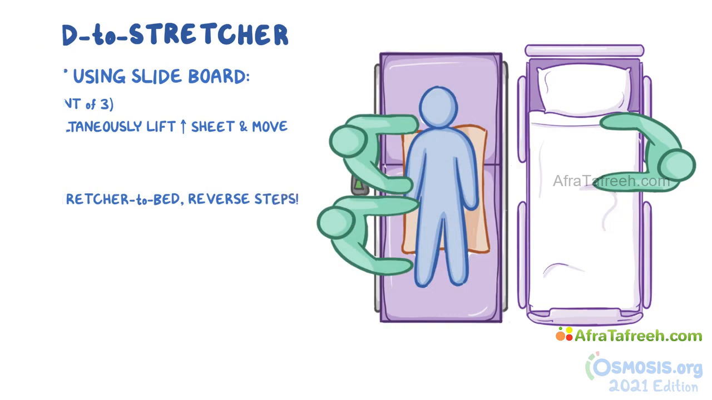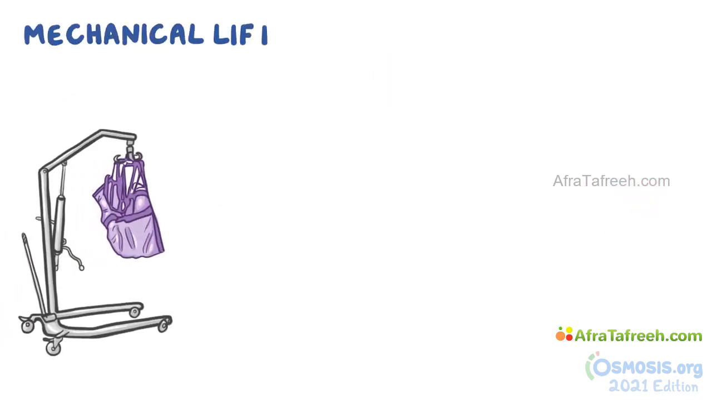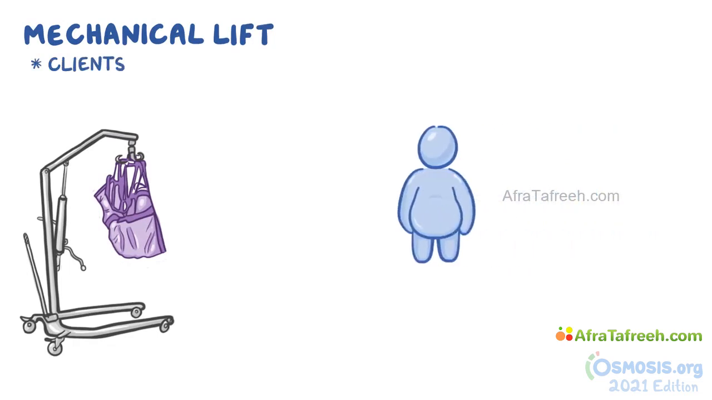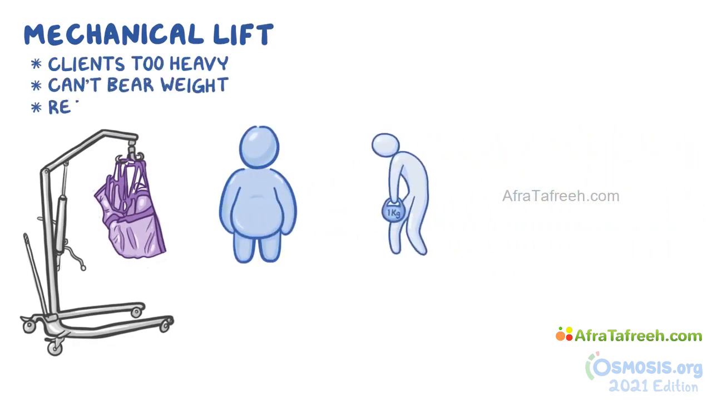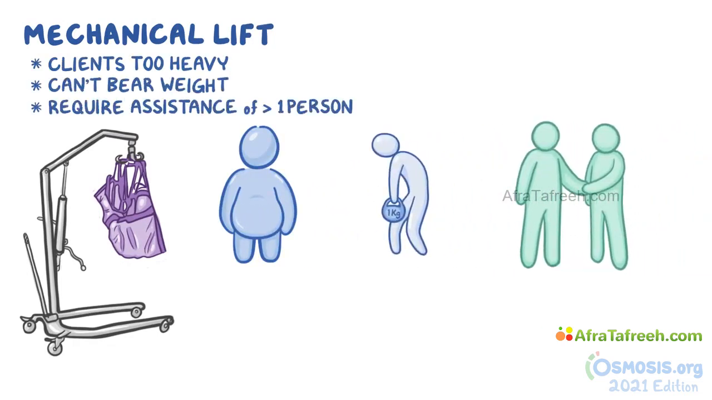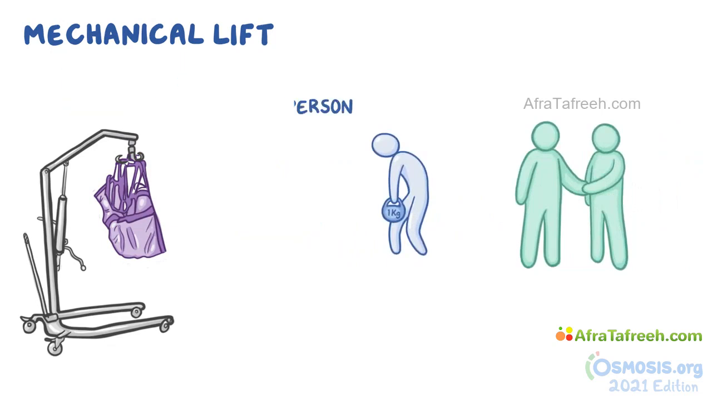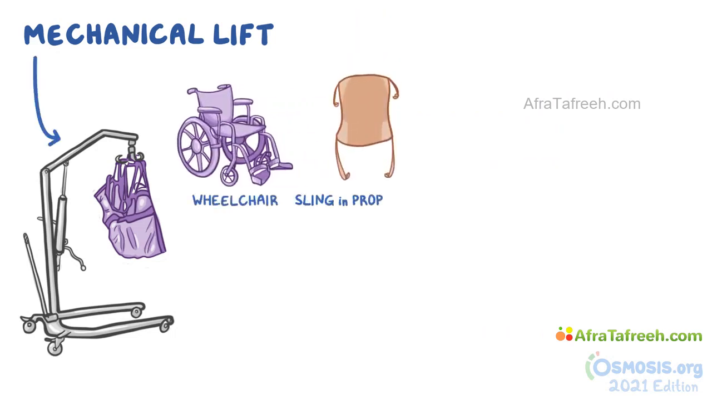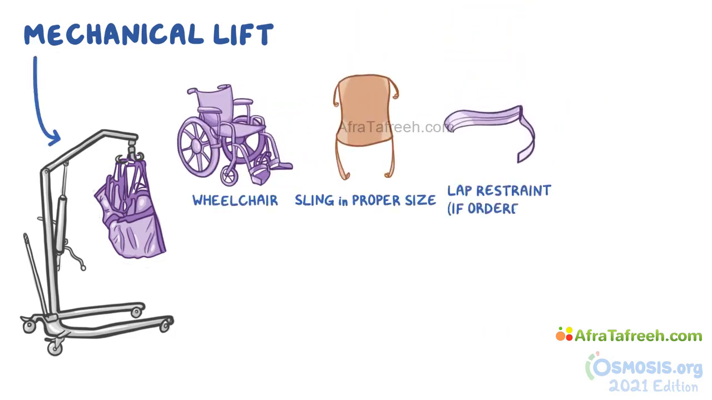The last one to cover is transferring a person using a mechanical lift, and some facilities have these assistive devices to help move clients that are too heavy, can't bear weight, or require assistance of more than one person to transfer. To complete this procedure, you must have a wheelchair, mechanical lift, a sling in a proper size, and a lap restraint if ordered. The lap blanket is optional.